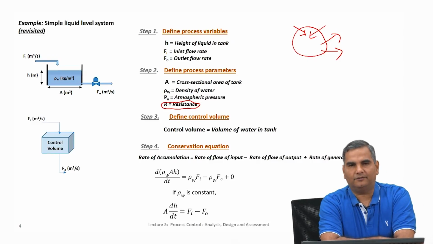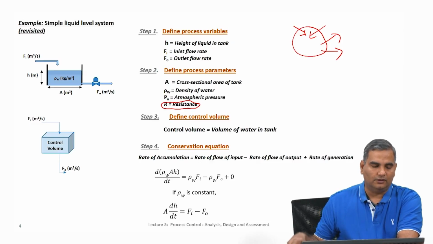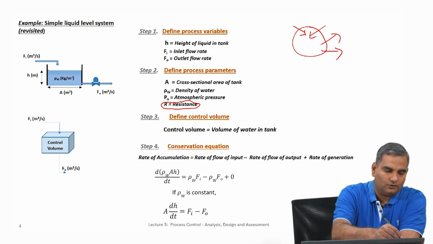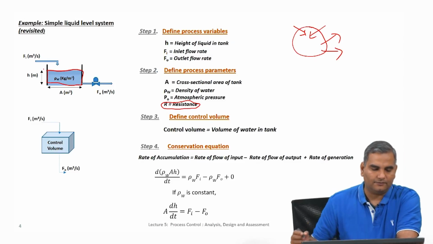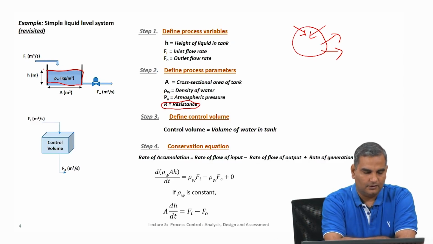So at this point we have defined variables and parameters that we think are important and that we think are really complete for us to finish this modeling exercise. And as I described at the beginning of this slide, we need to look at defining a control volume. So in this case, let us define a control volume which is the water in the tank itself, and let us write a balance equation for this.